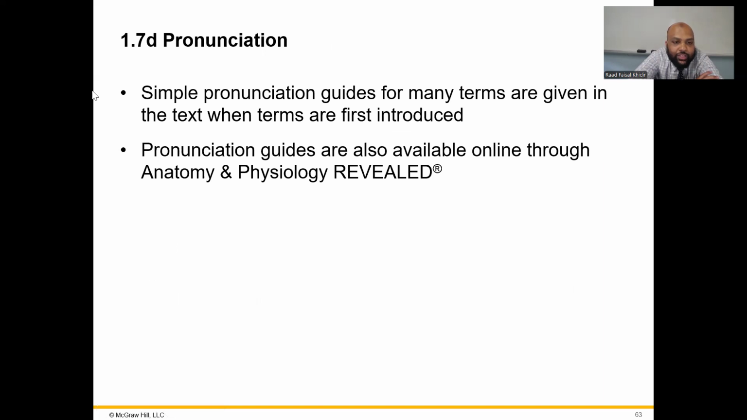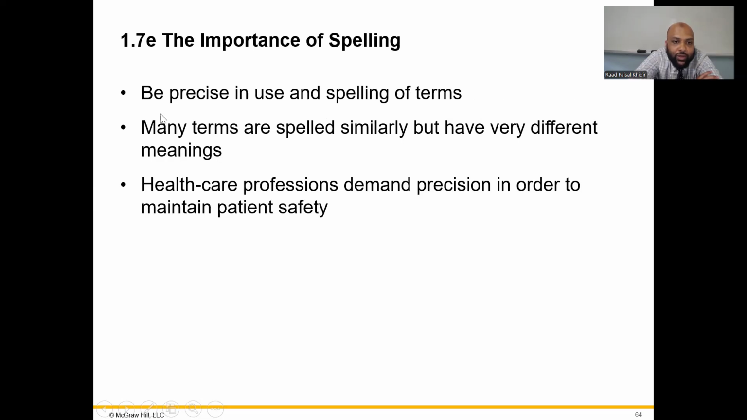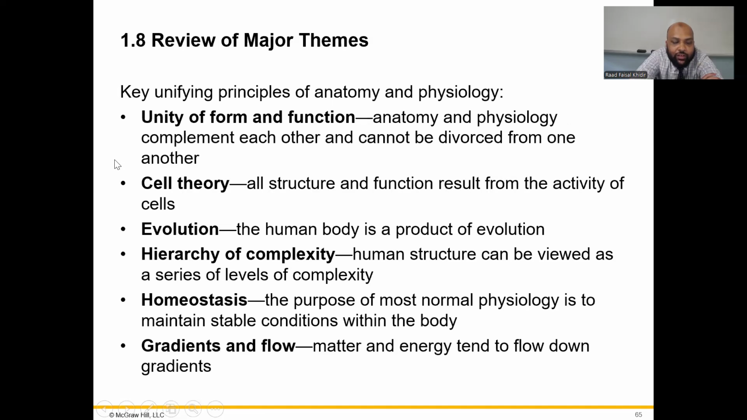Okay, pronunciation. So simple pronunciation guides for many terms are given in the text when terms are first introduced. Pronunciation guides are also available online. Okay, so be precise in the use and spelling of terms. Many terms are spelled similarly but have very different meanings. So healthcare professions demand precision in order to maintain patient safety.